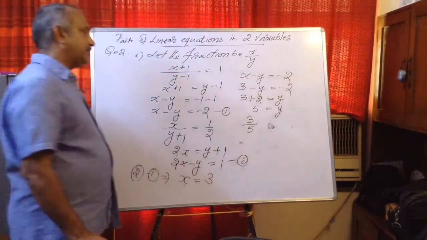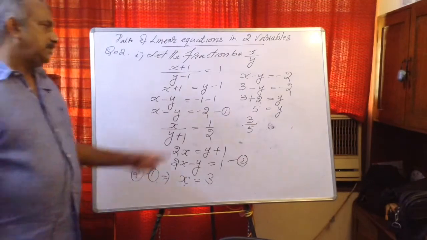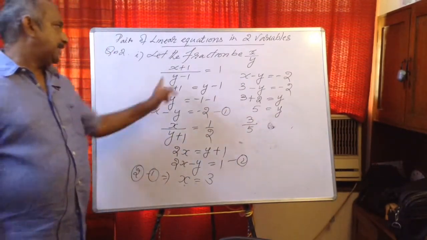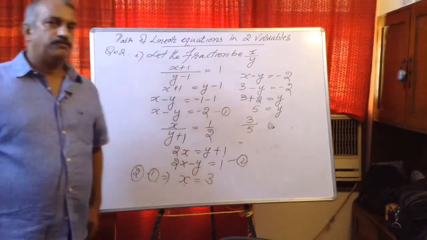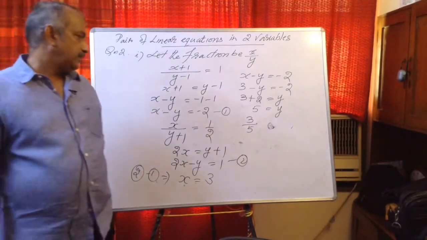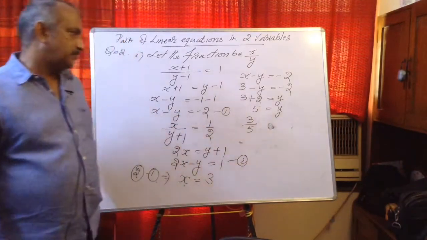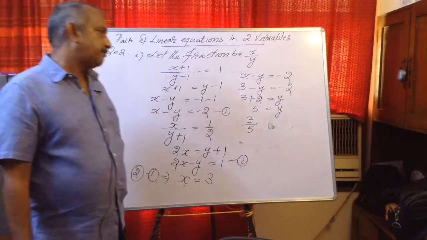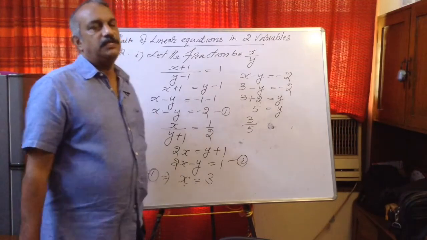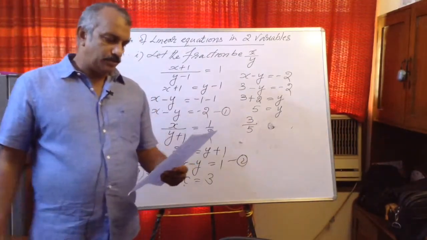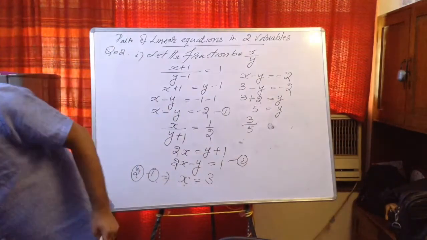Now let us check. The question says if we add 1 to the numerator, 4, then subtract 1 from the denominator, 4, 4 upon 4, 1. Now the second one says if we add 1 to the denominator, 5 plus 1, 6. So the fraction becomes 3 upon 6, and cancelling, we get 1 upon 2 only. So it is correct. Now second question, second part.